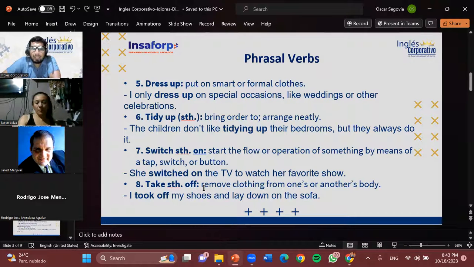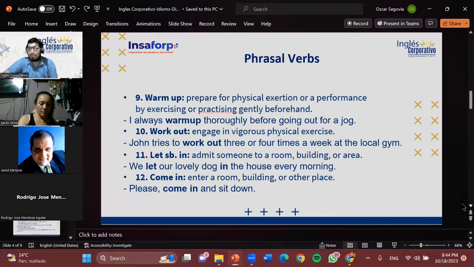Now, so the definition, as we said before, is to remove clothing from one's or another's body. And the example: I took off my shoes and lay down on the sofa. So very good. Moving on.